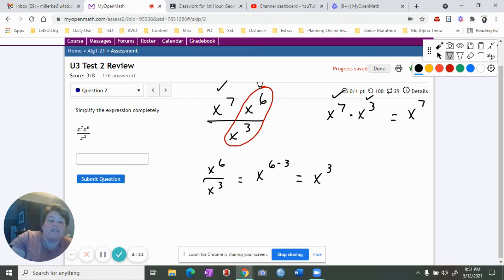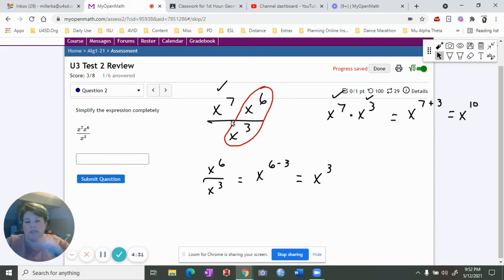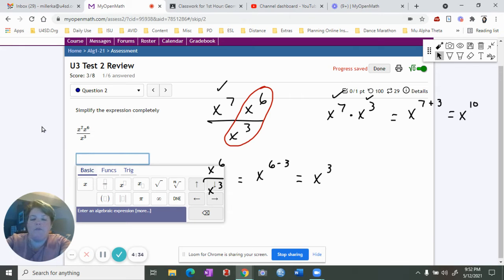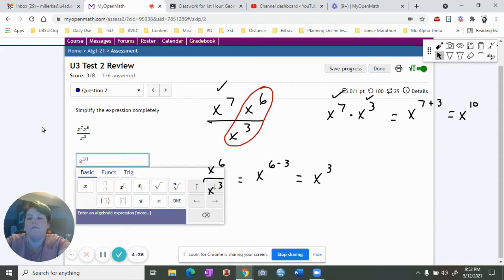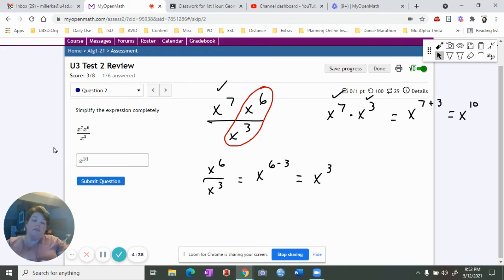So now when I do this, I'm going to use the product rule, which tells me that I have 7 x's times 3 more x's. So x times x times x times x times x times x times x times x times x times x. Add my exponents together and we have x to the 10th power. So notice I broke this up into parts. I simplified one part before doing the second part.